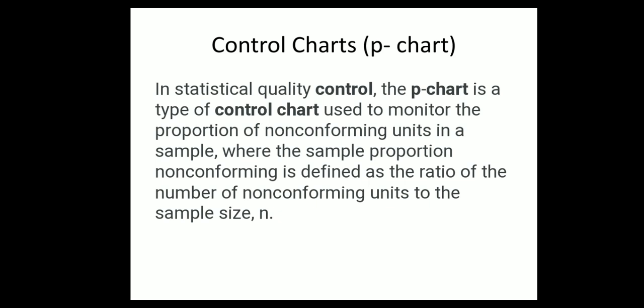In statistical quality control, the P chart is a type of control chart used to monitor the proportion of non-conforming units in a sample, where the sample proportion non-conforming is defined as the ratio of the number of non-conforming units to the sample size n. So in control charts there are three types of charts: P chart, C chart, and NP chart.